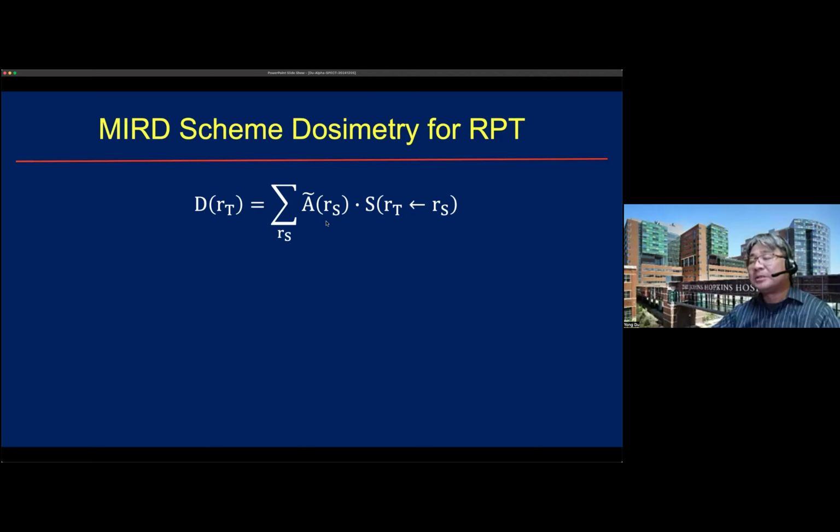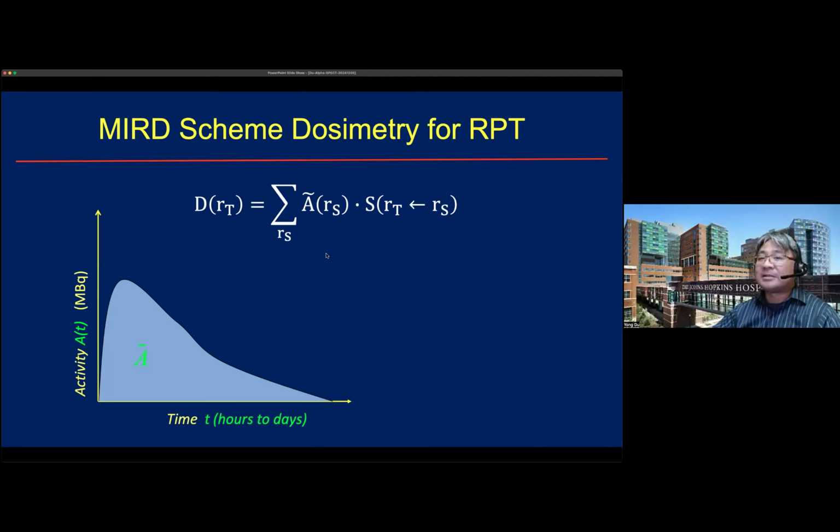We can have the total activity accumulated in each source organ and the S factor from the source organ to a target organ, for example the liver in the previous slide. Then we add them together, which gives us the total dose deposited in the liver. Since the S factor is calculated based on the standard phantom, it is pretty much fixed. And all we need to calculate patient dose is the accumulated activity.